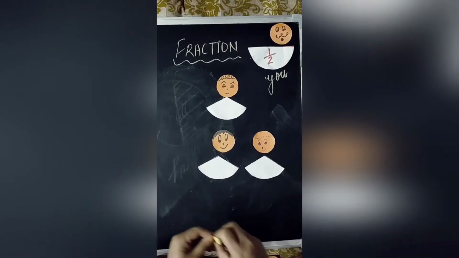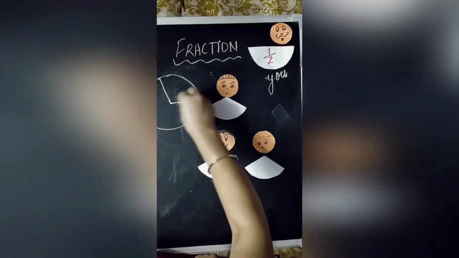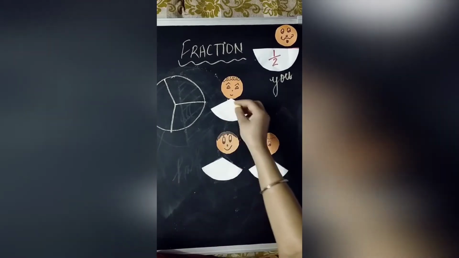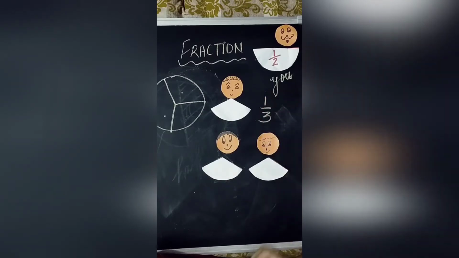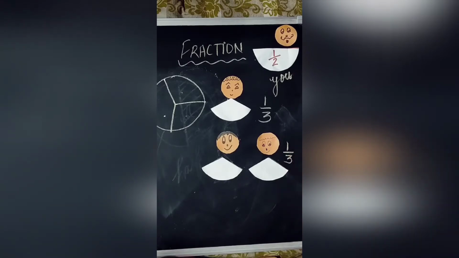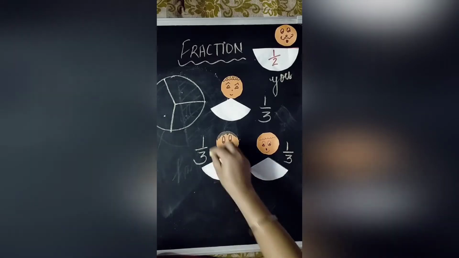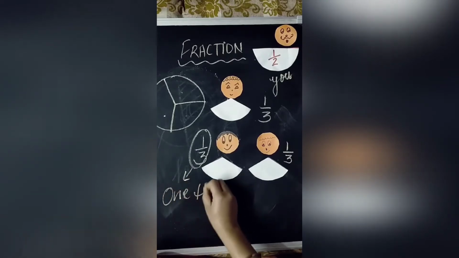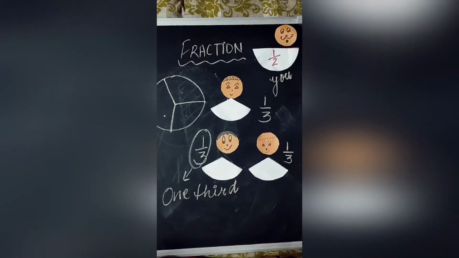How will we name it again? Again, the pizza was of the same size. You made its 3 equal parts, and how will you name it? 1, 2, 3 parts. You got one part out of 3 equal parts, and we'll read it as 1/3. Okay.